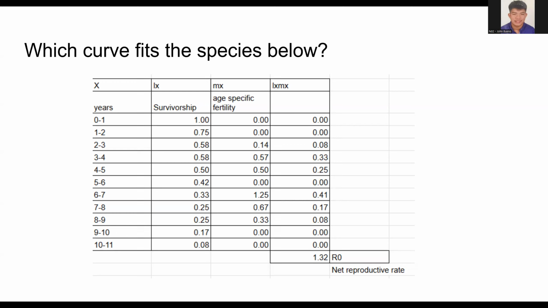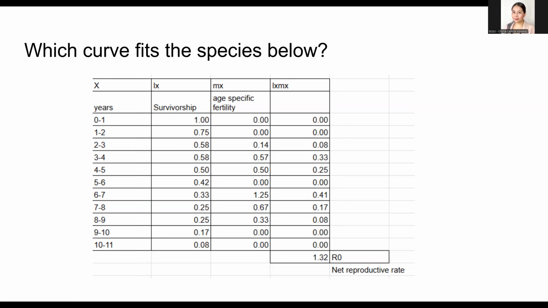Based on what I can deduce from this table, po, I think this is a type 2 survivorship curve because, as you can see po, parang constant po yung rate of decrease in survivorship. And also, pagdating sa middle age, mga 4 to 5 or 5 to 6 po years old, mga 0.50 na lang po yung survivorship.